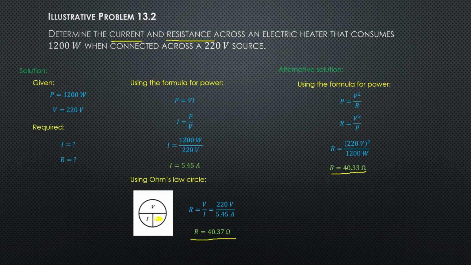If I have solved for R, then I can use Ohm's law to solve for current. Upon checking, you can check if those values are correct. From the formula, power is equivalent to I squared multiplied by resistance, and the current is 5.45 multiplied by 40.37, and that gives you an approximate value of 1200 watts.